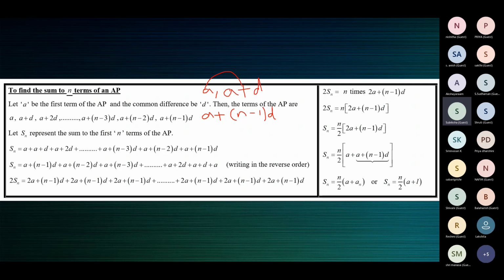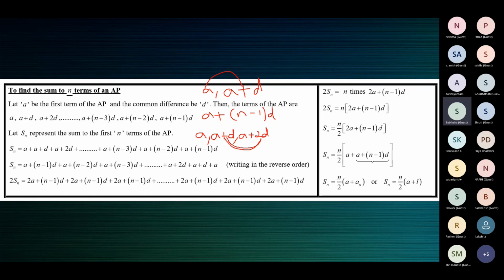From A, to get the next term, you have to add the common difference. From A plus D, if you want to get back to the first term, you'll have to subtract the common difference. When you're moving forward, the first term is A. The second term will be the first term plus the common difference. The next term will be the previous term plus the common difference. So A plus D plus D, so A plus 2D.